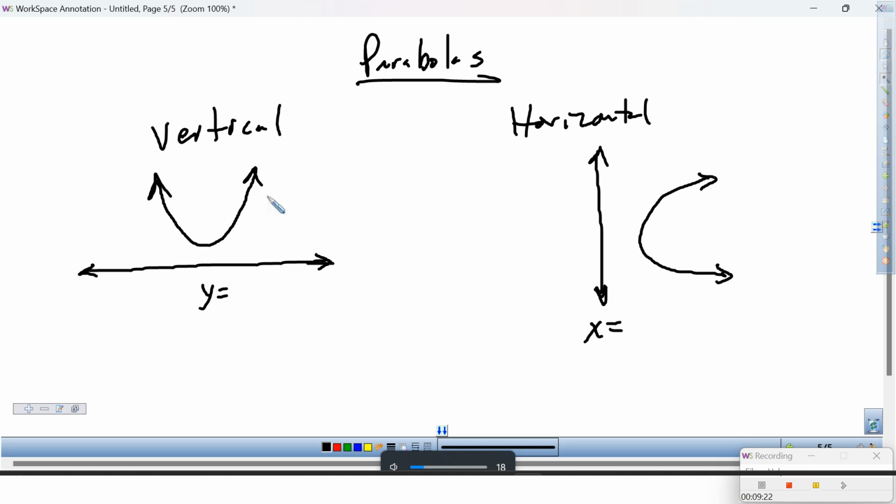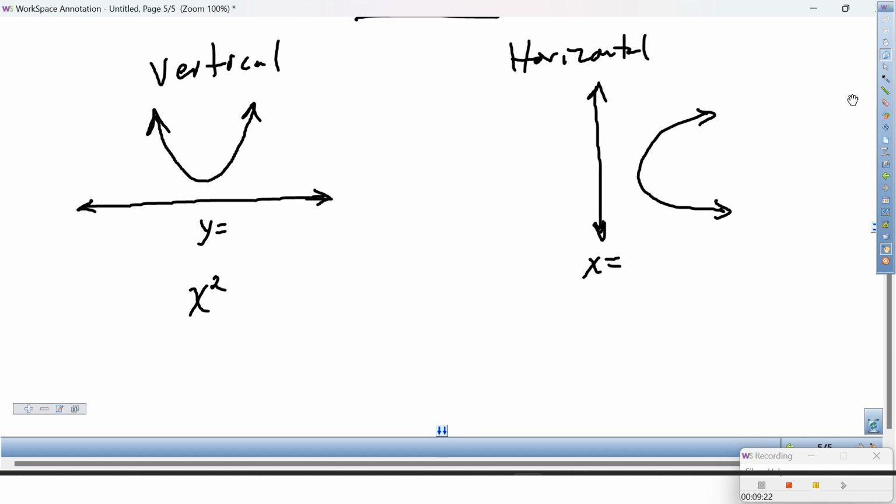Now, look up guys, which parabola are we most used to graphing? This one, is that correct? And this one we usually use what? X squared, is that correct? So let's see if you remember the equation. The standard form equation for a vertical parabola is x squared equals 4py. The horizontal one, instead of being x squared, this one is y squared equals 4px.